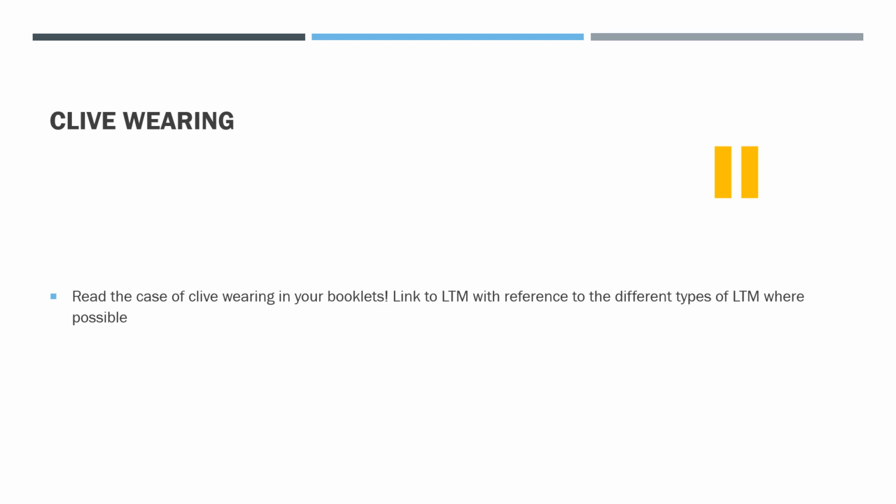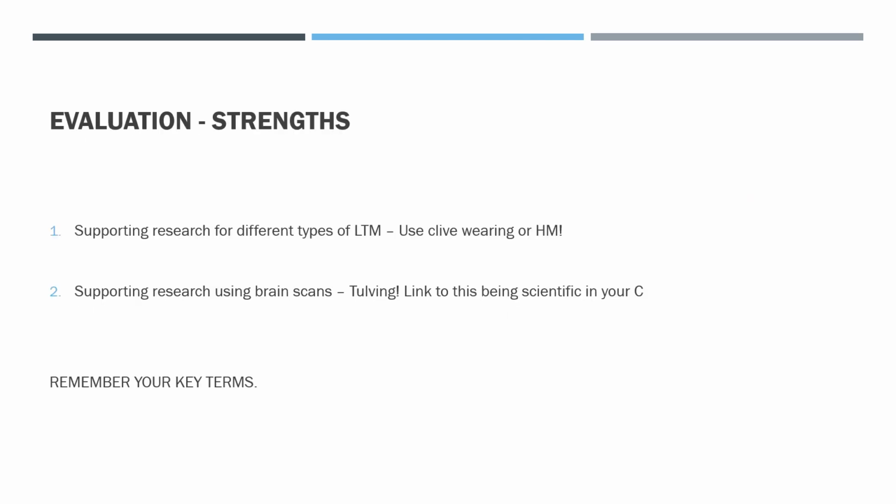So hopefully you should have read through that, and now we're on to the last little bit of evaluation. So we have 3 strengths and 1 weakness overall. First one, supporting research for different types of long-term memory. Use either Clive Wearing or HM. Both of them work. Whichever you're more comfortable with using in an E, that is fine.